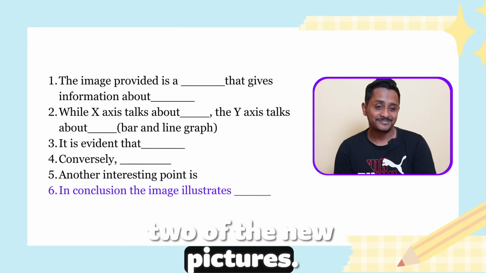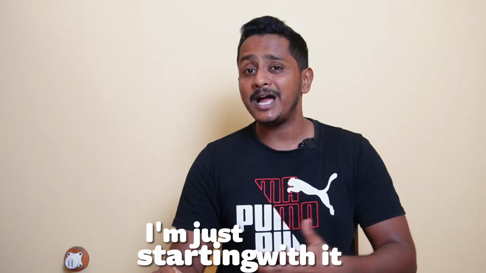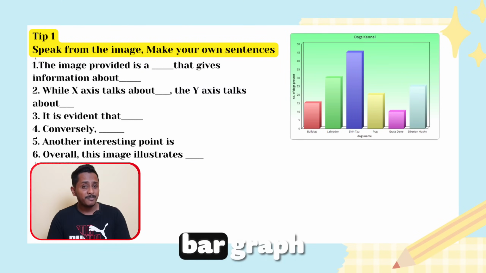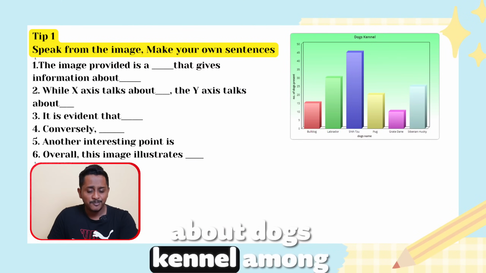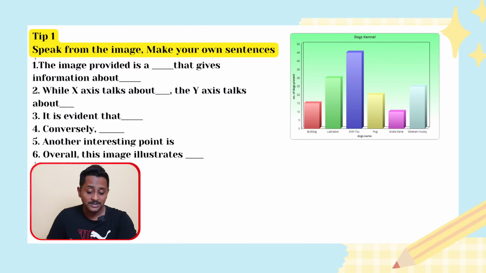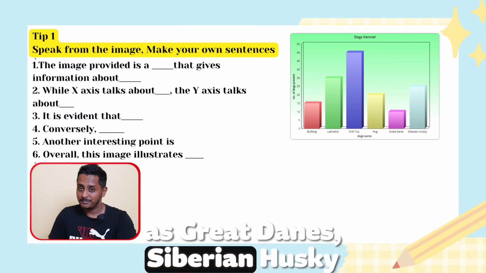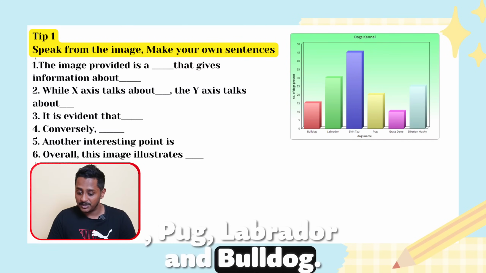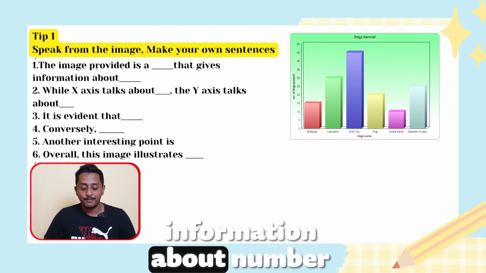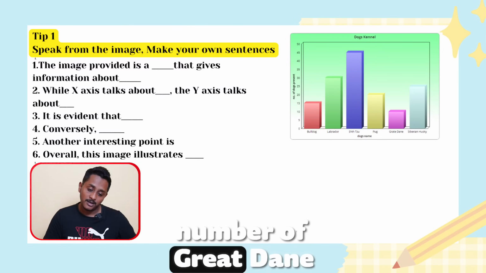Now we will apply this to two of the new pictures. I'm going to show you how I do it. Let's start with a bar graph. I'm not prepared, but I'm just starting with it. The image provided is a bar graph that gives information about dog's kennel among the various dogs such as Bulldog, Labrador, Pug, Great Dane. Well, x-axis talks about the various dogs' names such as Great Dane, Siberian Husky, Pug, Labrador and Bulldog. The y-axis gives information about number of dogs present from 0 to 50.